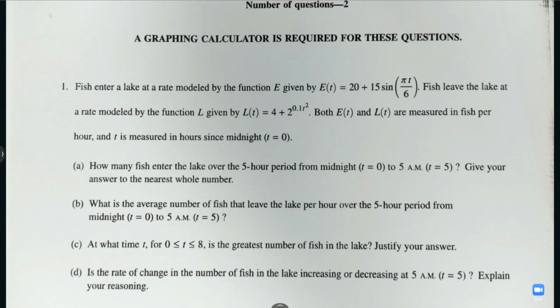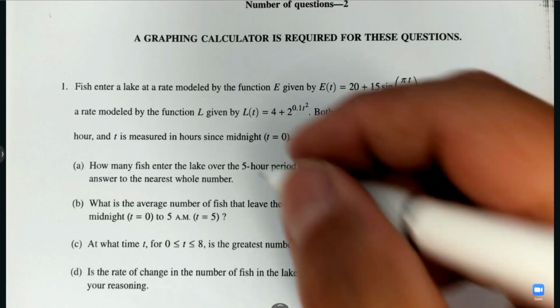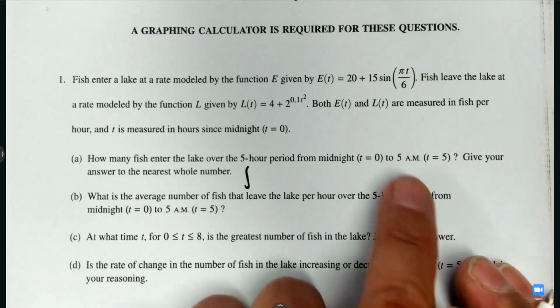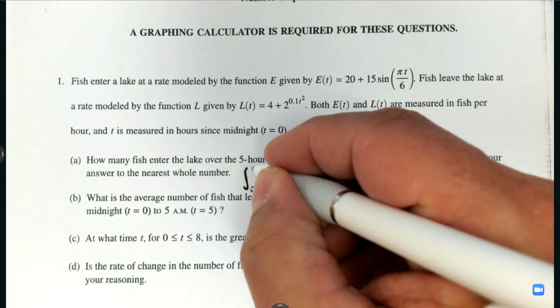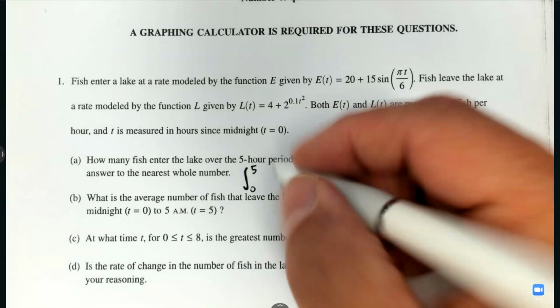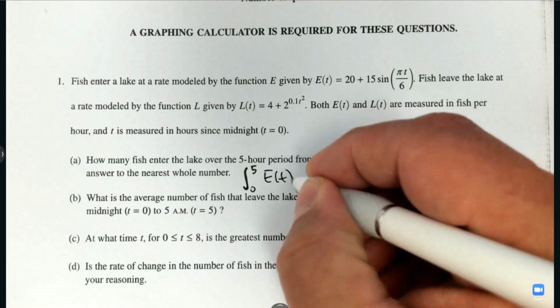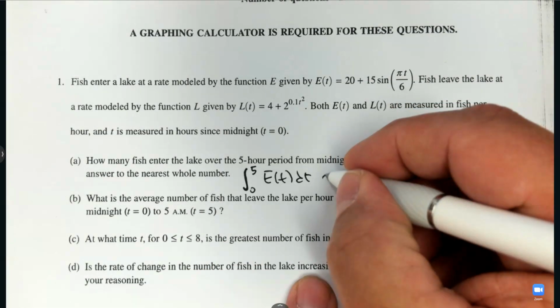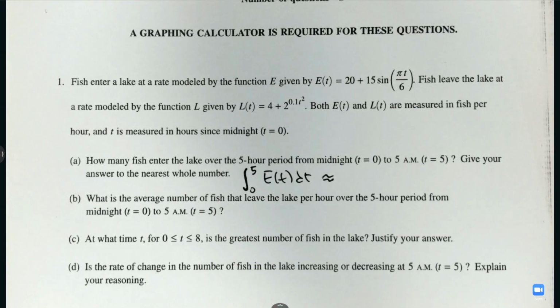Give your answer. So once you have a rate, how do you answer how many? And the answer is, I'm going to answer right on the sheet here. The answer for how many is you integrate. So I'm going to integrate from 0 to 5, and I'm only integrating the fish entering the lake. So I'm just entering E, and because it's already defined, I'm going to put it there, and then I'm going to use my calculator, and I'm just going to get the answer to a whole number.